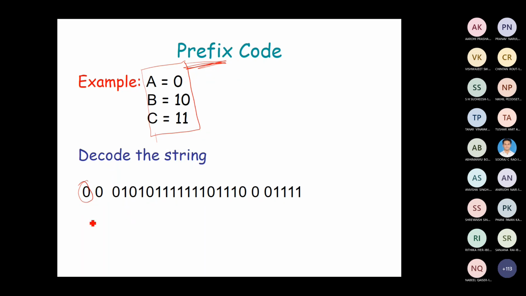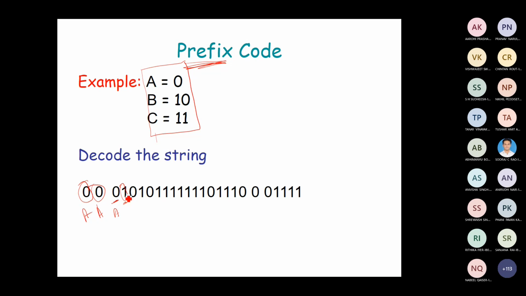Okay, so I'll write this one as an A. I'm going to read A. A matches with what? 0. And 0 matches with A, so I'll decode it as an A. And similarly, when the third 0 comes, I'll decode that one as an A.